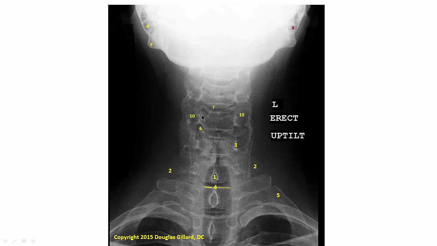C6 right here, C5, C4. On C4 you can see, what are those little kind of devil horns there? Those are the uncinate processes. The uncovertebral joints are right here and here. So you can see them here again.